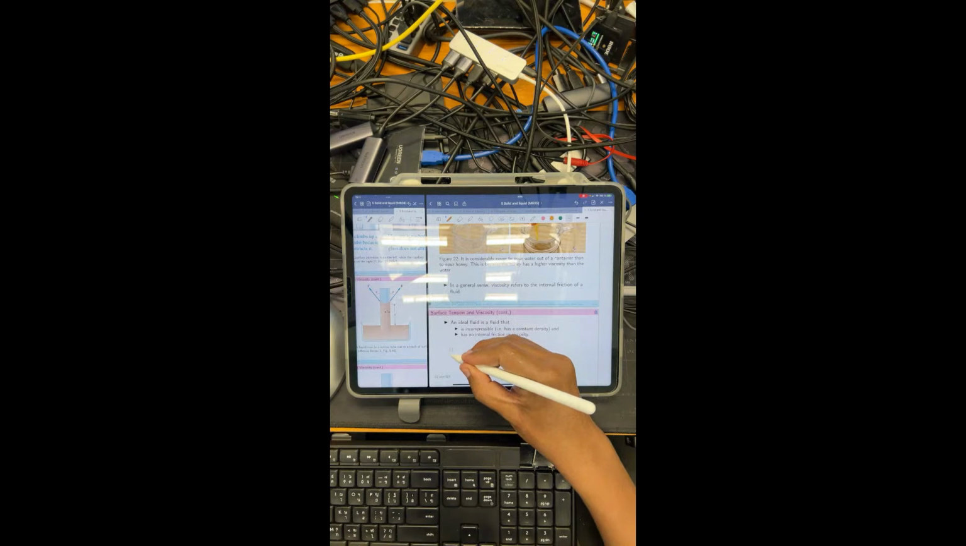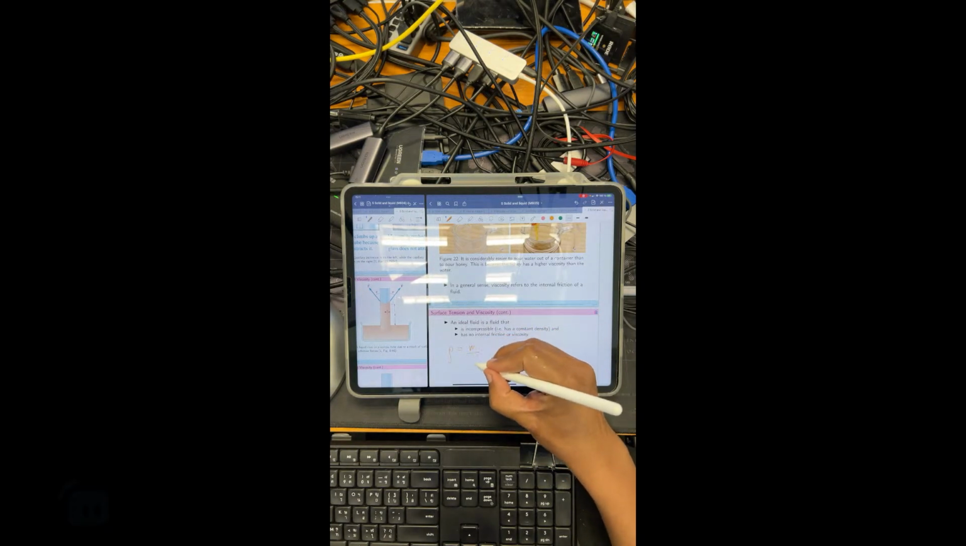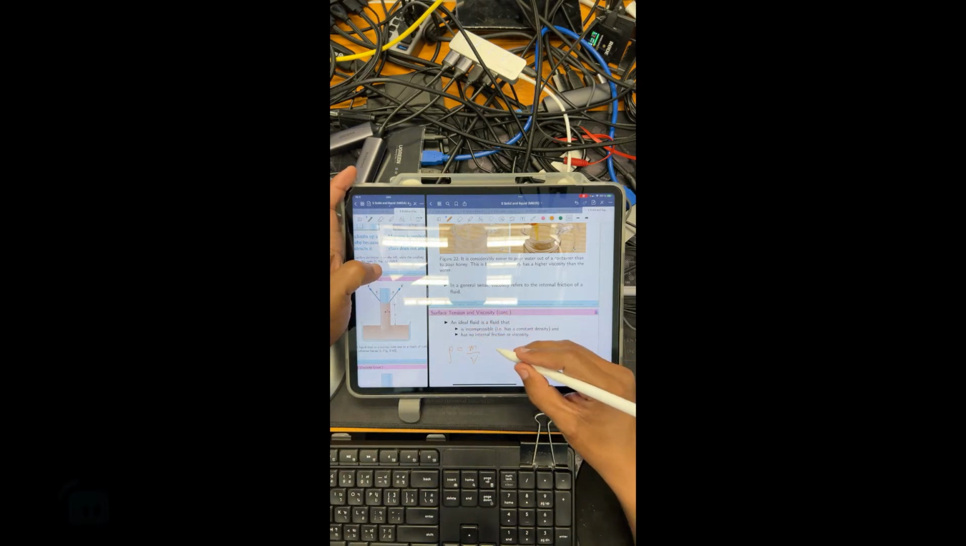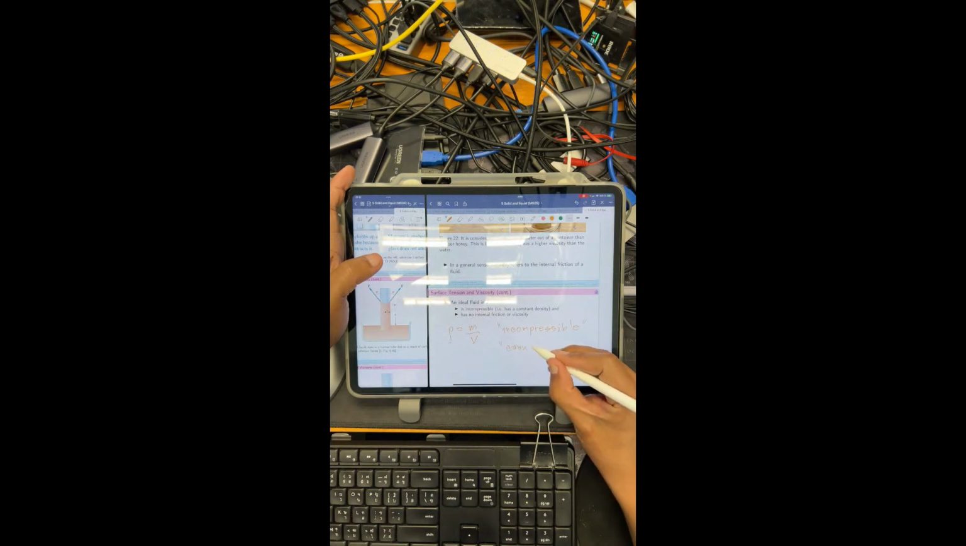Because if you take a look at this, rho is m by v, right? Incompressible, the word incompressible means cannot be compressed. It means that the volume is constant, remains the same.